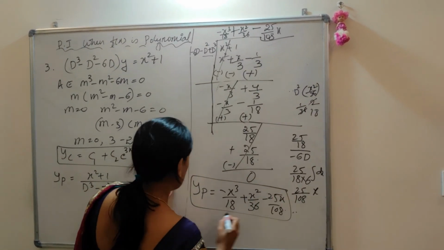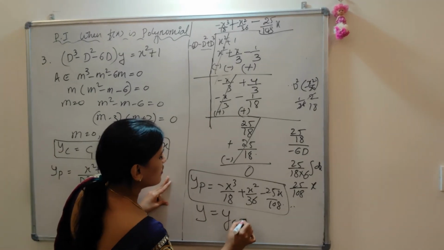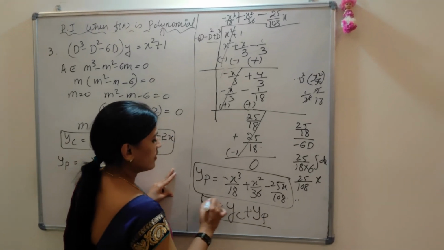Okay, this is yp. So the general solution is y is equal to yc plus yp. Thank you.